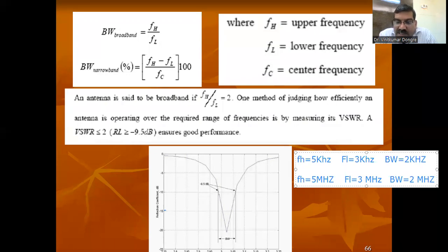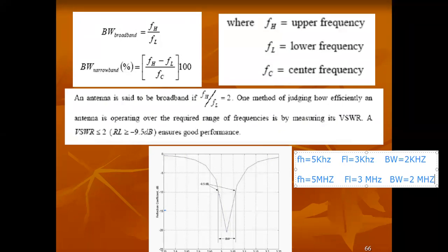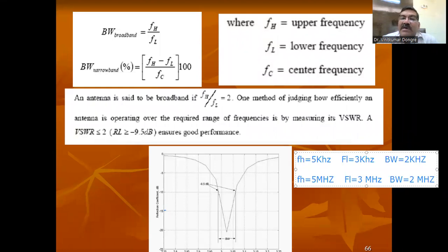Now the first application has a bandwidth of 2 kilohertz and the other one has a bandwidth of 2 megahertz. So which has the higher bandwidth? Obviously 2 megahertz is higher. But if I take the percentage bandwidth, because these two different antennas are operating at different frequencies, I want to compare them.